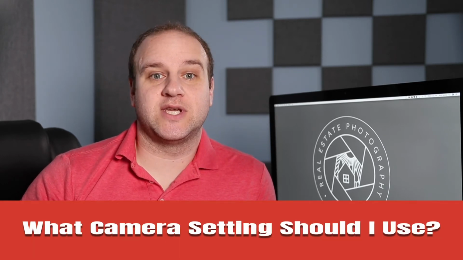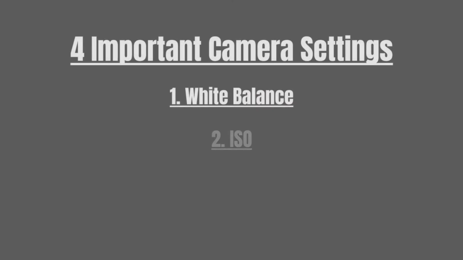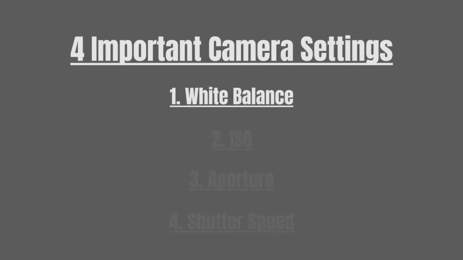One question that I see over and over is, what camera settings should I use for real estate photography? There are 4 settings on your camera that you should be aware of: white balance, ISO, aperture, and shutter speed. In this video, we'll go over white balance.